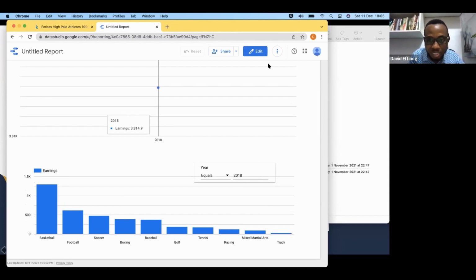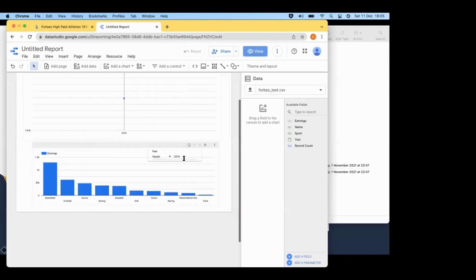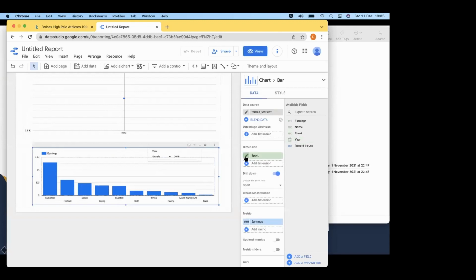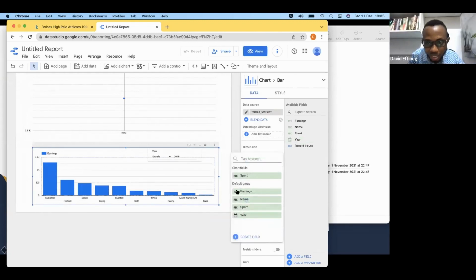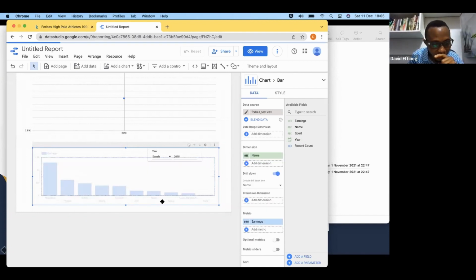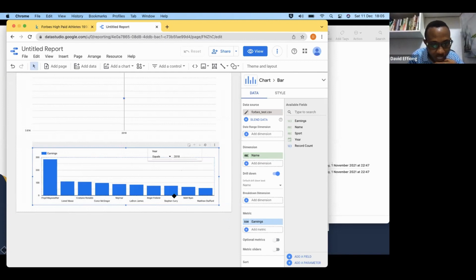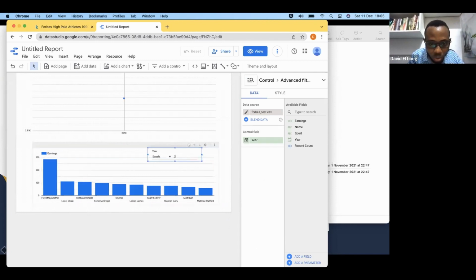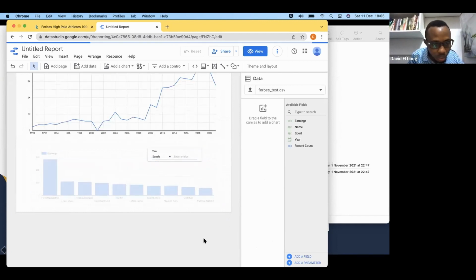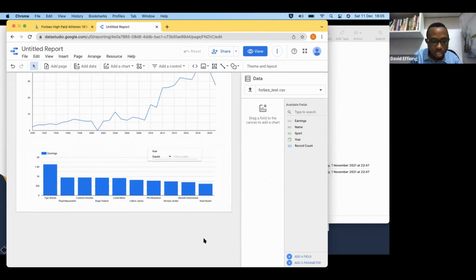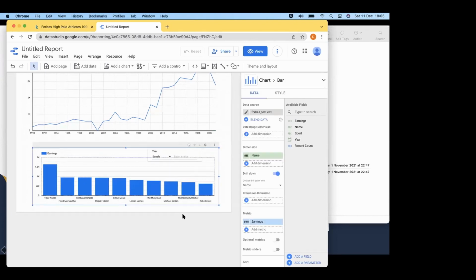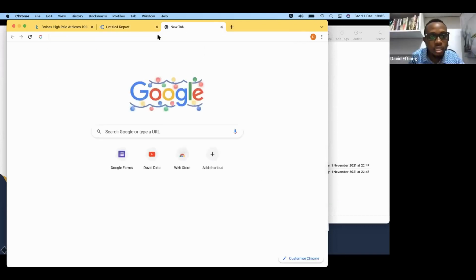Okay, let's go back to our editor and make these sports their names instead. Now it's telling me the highest earnings in 2018 is Floyd Mayweather. Is that true? Let's remove the filter and see without the filter. Okay, it says the highest earnings of all time is Tiger Woods. Does that make sense? Yeah, it does. Let's Google and see.